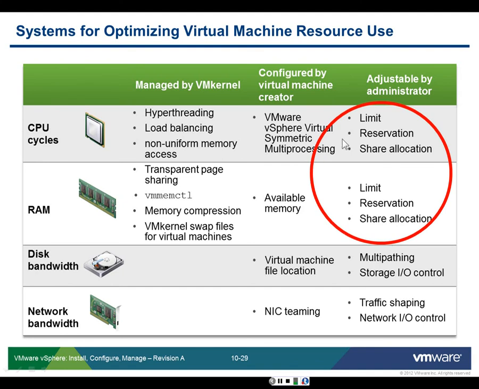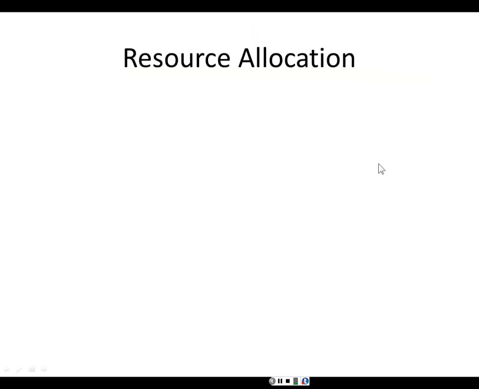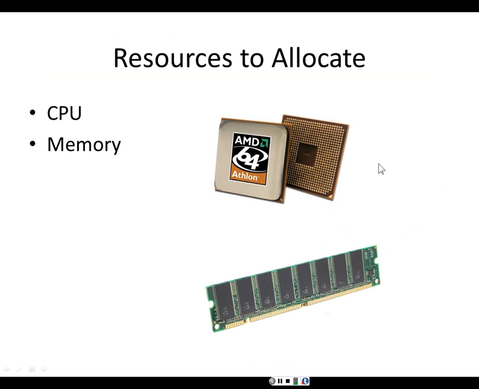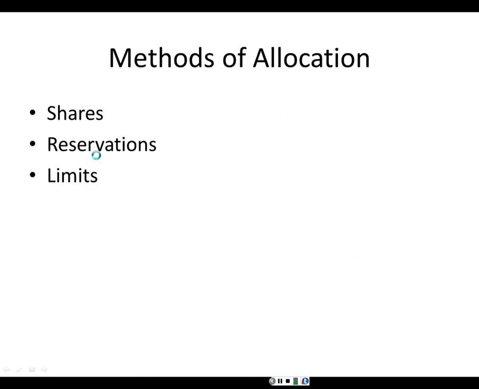Once the system is up and running, we can use limits, reservations, and share allocations to optimize virtual machine resource utilization. So that's what we're going to do in this section. Resource allocation. The resources to allocate are the processor and memory. And the methods of allocation are using shares, reservations, and limits. So let's look at those.